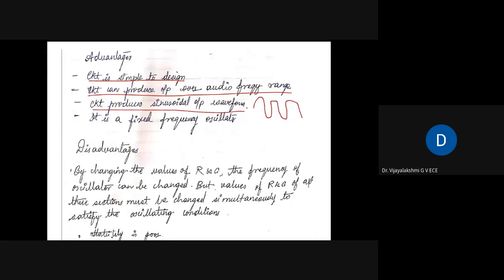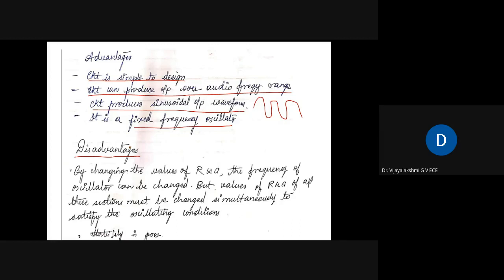One more thing is, it is a fixed frequency oscillator. Once you design with the amplifier gain and the values of R and C, one frequency will be generated for that design. So it is a fixed frequency oscillator. You cannot change the frequency. So what are the disadvantages? This becomes a disadvantage, the fixed frequency.